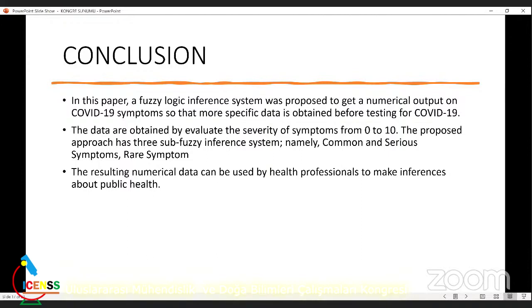The proposed approach has 3 sub-fuzzy inference systems, namely common and serious symptoms, rare symptoms, and personal information. In the last step, the data obtained from the sub-fuzzy inference systems are used for determining the personal risk index by means of the final fuzzy inference system. The resulting numerical data can be used by health professionals to make inferences about public health. The numerical output can also be used for self-control, helping an individual make decisions about seeking appropriate medical care.